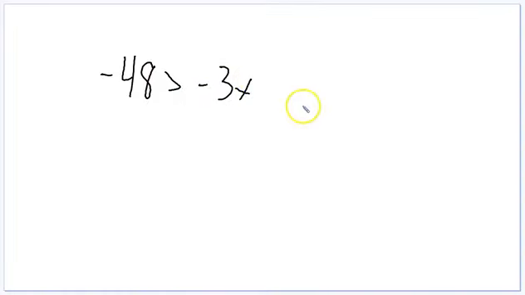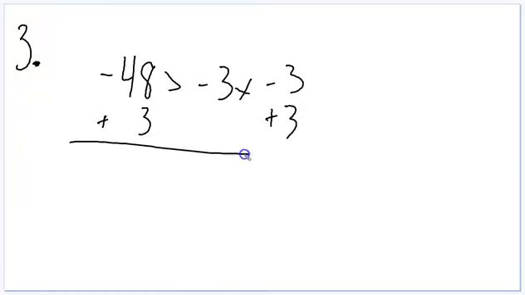Which is the solution to the inequality negative 48 is greater than negative 3x minus 3? So I need the variable by itself. I'm going to add 3 to both sides. That is the first step. This is a 2-step inequality. I'm adding a positive to a negative, so the number is going to get smaller. So it goes to negative 45 is greater than negative 3x.